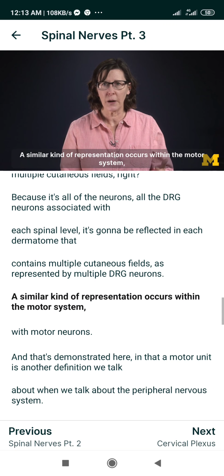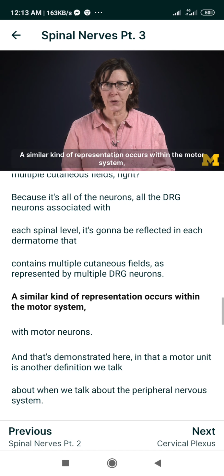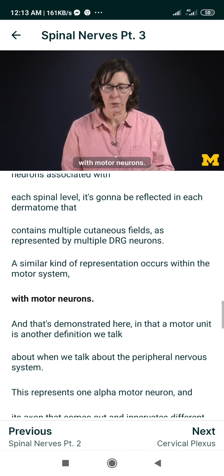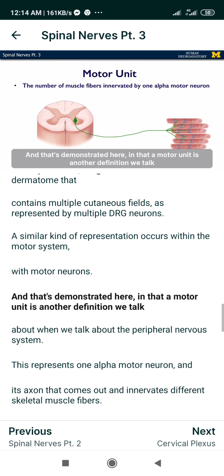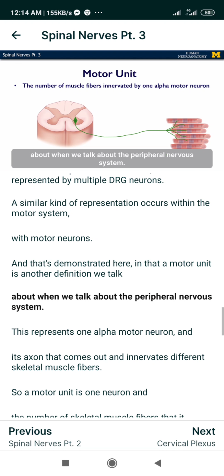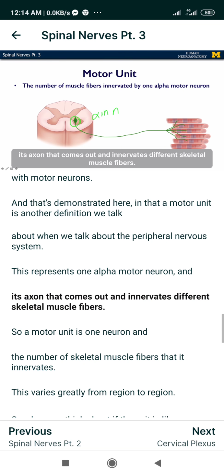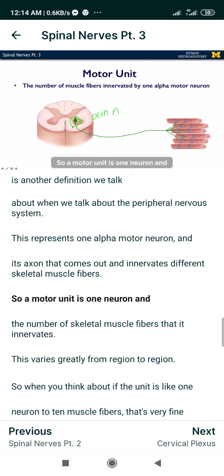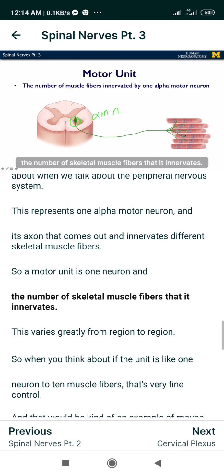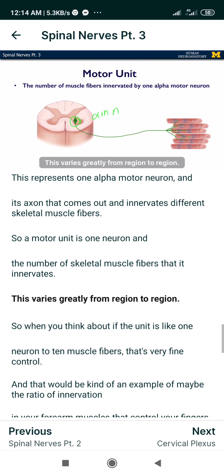A similar kind of representation occurs within the motor system, with motor neurons, and that's demonstrated here, in that a motor unit is another definition we talk about when we're talking about the peripheral nervous system. This represents one alpha motor neuron and its axon that comes out and innervates different skeletal muscle fibers. So a motor unit is one neuron and the number of skeletal muscle fibers that it innervates. This varies greatly from region to region.